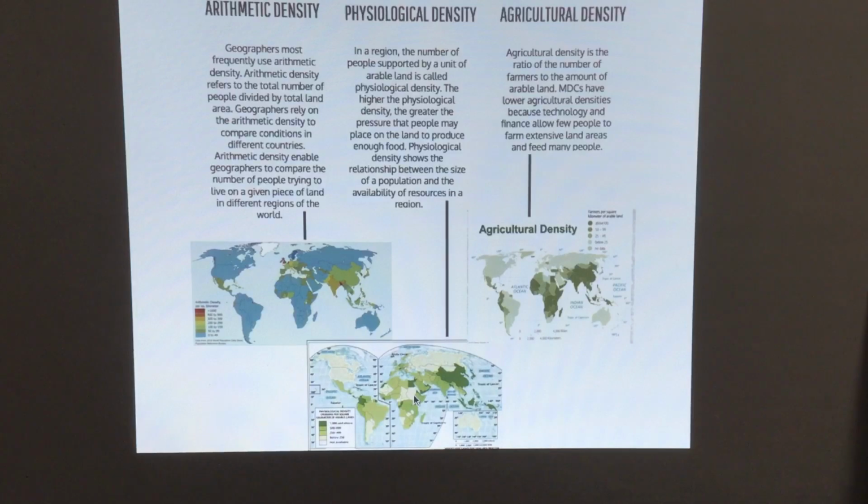There's another type of density known as agricultural density, and this gives you the total number of farmers per unit of arable land. This is important because in less developed countries, there are a lot of people whose livelihood is growing land. And so it's important to know that, is there enough land to support the amount of people who are farmers? So that gives you that number, the agricultural density.